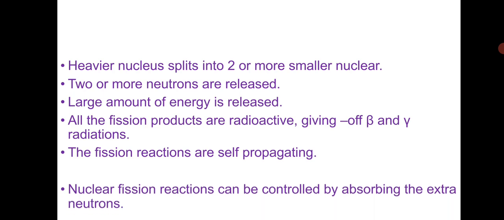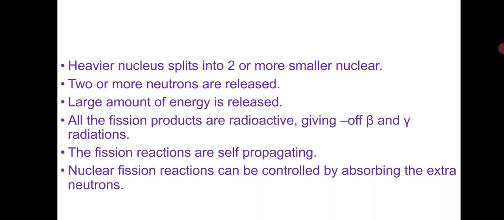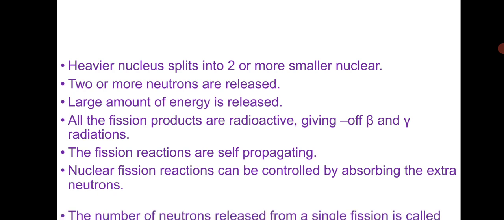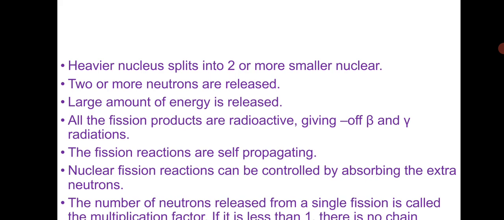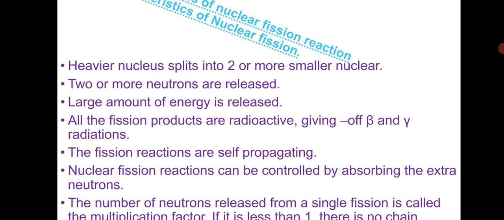These fission reactions are self-propagating. The neutrons emitted in a single nuclear fission reaction can propagate another fission reaction. The emitted neutrons once again hit the bigger nuclei and produce the nuclear fission reaction continuously. Therefore, that reaction is called a nuclear chain reaction. Nuclear fission reactions are controlled by absorbing the excess neutrons. The number of neutrons released from a single fission is called the multiplication factor. If the multiplication factor is less than 1, there is no chain reaction.